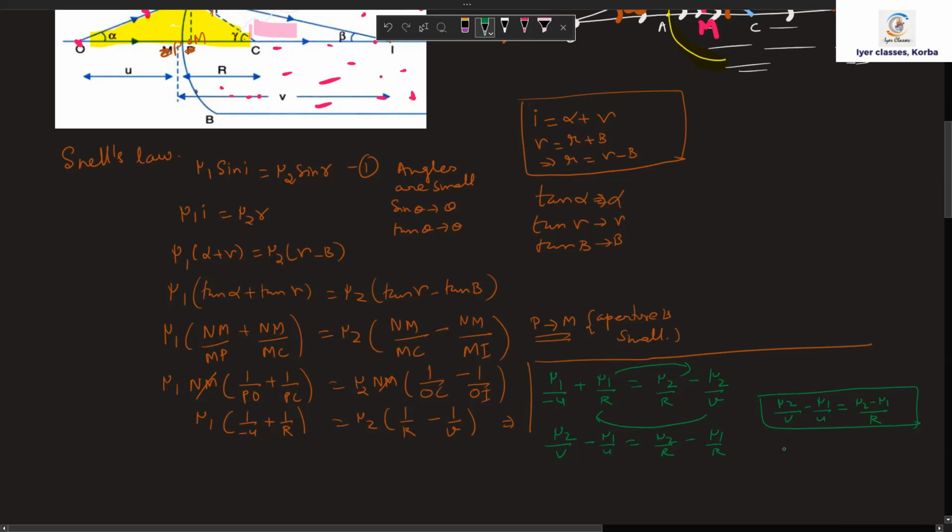Now put one thing. Here in both places what did I have? Here I had mu2 by V, mu1 by U, and here mu2 minus mu1, right? Got it? Look carefully here, where was my object? My object was in the rarer medium. So the formula is mu2 by V minus mu1 by U, that is equal to mu2 minus mu1 divided by R. Got this? Right? This is a very important formula. Clear? Yes, ma'am.